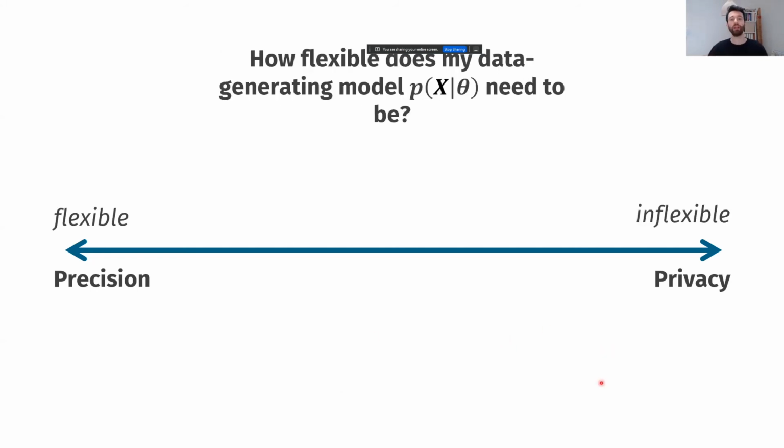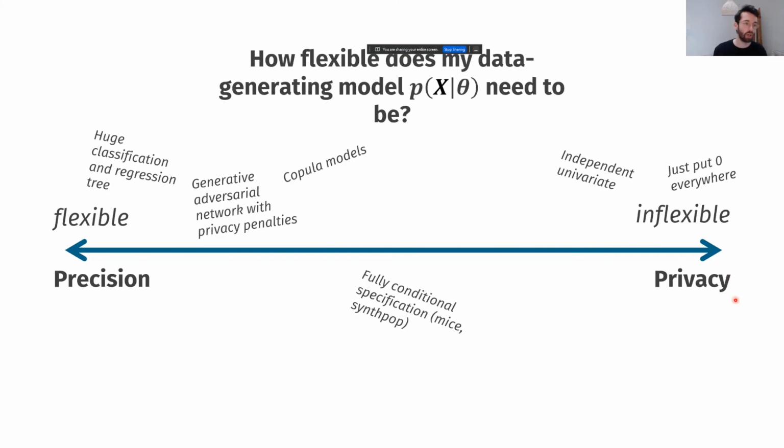Going a bit further is, how flexible does my data generating model, p(x | theta), need to be in order to generate this data? So if you want to generate very precise data, your model needs to be very flexible. What do I mean by that? Have many parameters. And on the privacy end, you can be very inflexible, right? So here are some examples. Here on the flexible end, you can have this huge classification and regression tree that perfectly labels every data point. Or you could have some generative adversarial network with some privacy penalties, maybe some copula models.